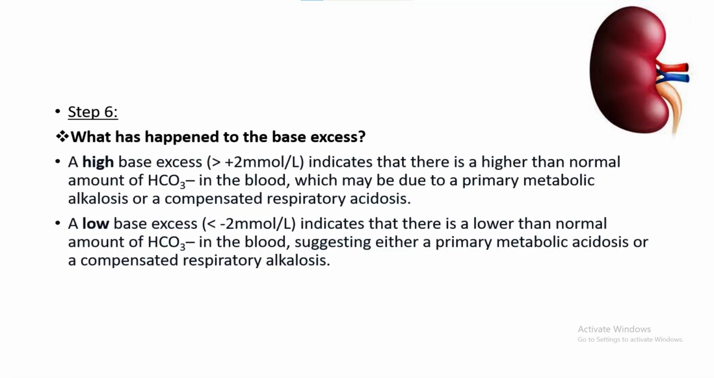Step 6. What has happened to the base excess? A high base excess, above plus 2 mmol/L, indicates that there is a higher than normal amount of HCO3 in the blood, which may be due to a primary metabolic alkalosis or a compensated respiratory acidosis. A low base excess, below minus 2 mmol/L, indicates that there is a lower than normal amount of HCO3 in the blood, suggesting either a primary metabolic acidosis or a compensated respiratory alkalosis.